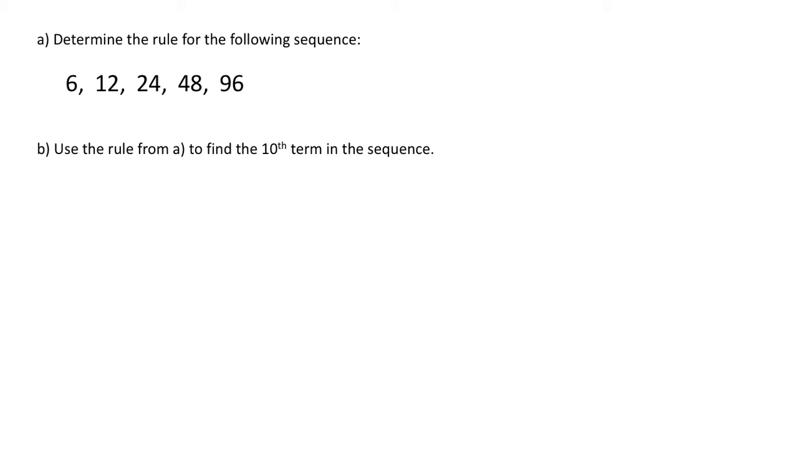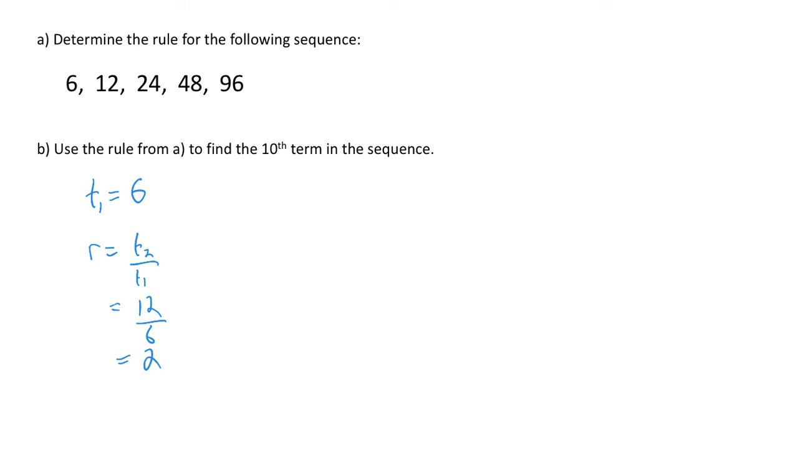So, first determining the rule, there are two pieces of information I need before I can write the rule, and those are the first number and the common ratio. I can tell the first number from the sequence, which is 6, and then to find the common ratio, I need to take my second term and divide it by the first term. So that is going to be 12 divided by 6, which is equal to 2.